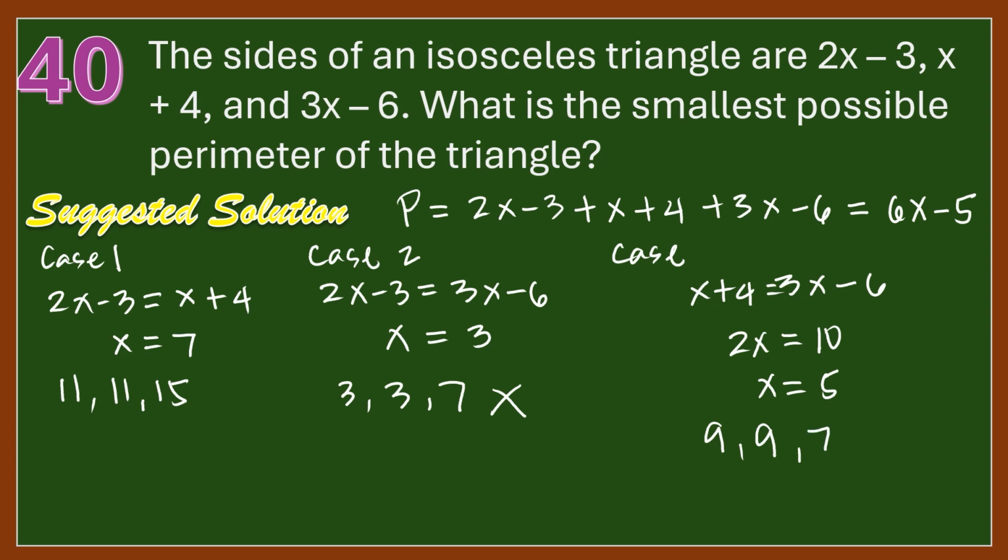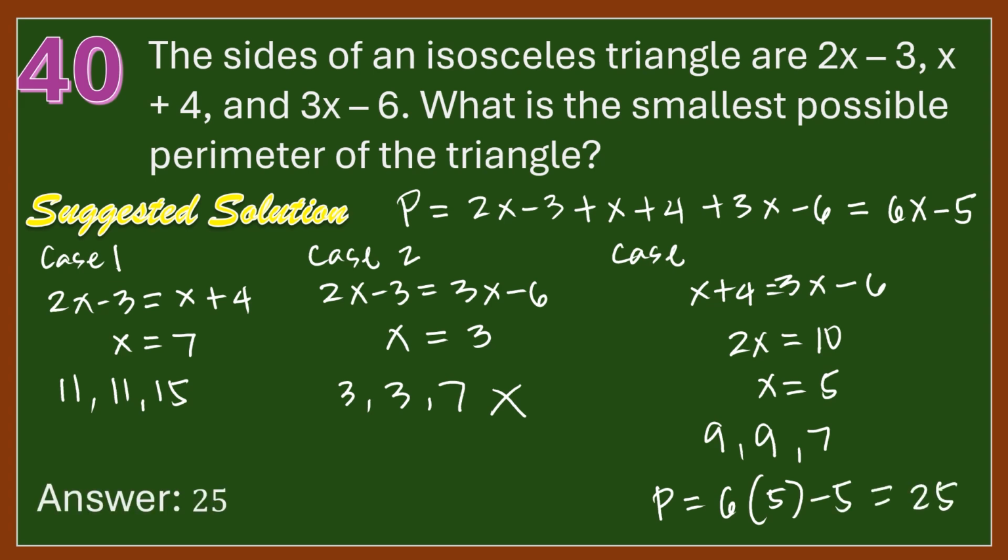Hence, x is equal to 5. And when x is equal to 5, we get the perimeter 6 times 5 minus 5. This is equal to 25 units.